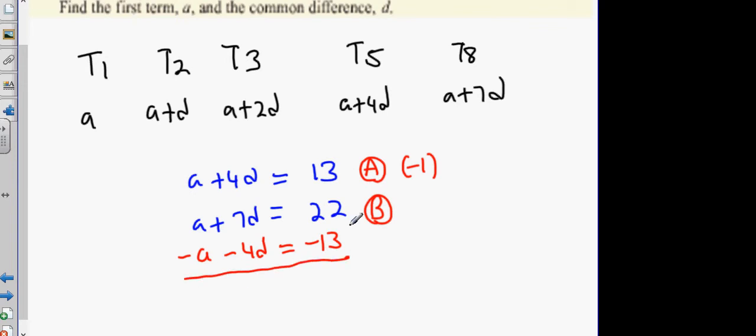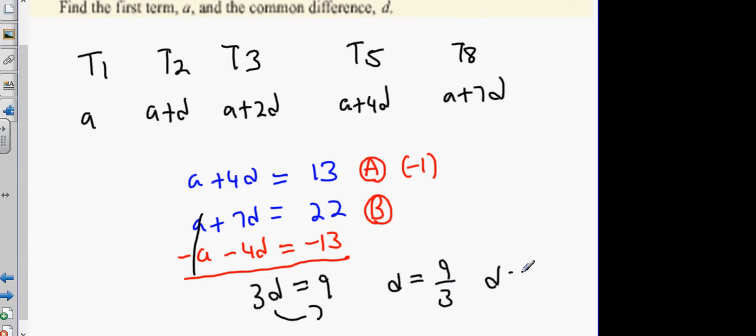So finally you're going to take them away from each other, and what you should get is the A's will cancel. 7D minus 4D is 3D. 3D will equal 22 minus 13, which is 9. Therefore D equals 9 divided by 3. D therefore equals 3.